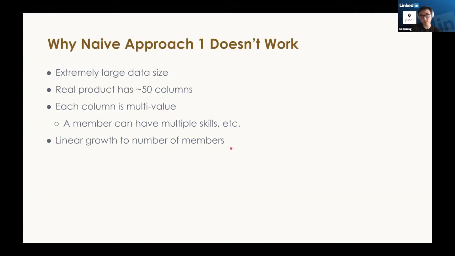Another thing is that this grows linearly with the number of members that we have. And what's making it worse is that each column is multi-valued, because, for example, a member can have multiple skills, right? So it really blows up the size of this data set, which is why this naive approach really doesn't work out that well.